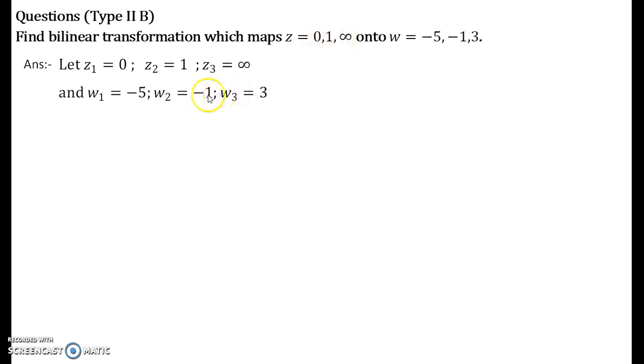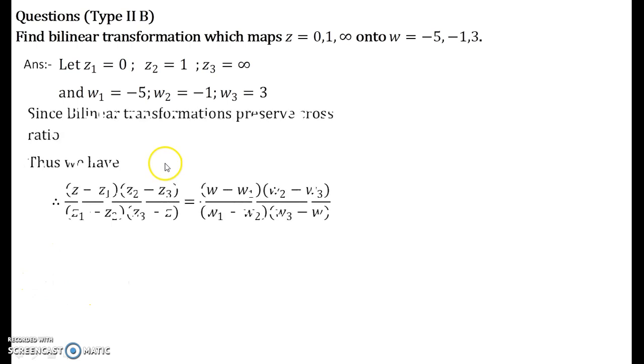Now the next step: we apply the result that I showed you in my previous video lecture, that because the bilinear transformation preserves the cross ratio and 3 points are given, we have this as a result. Now comes the important step. Since z3 is given to us as infinity, how to deal with it? You see the side where z3 is involved, that is the LHS. Now you divide numerator and denominator both by z3.